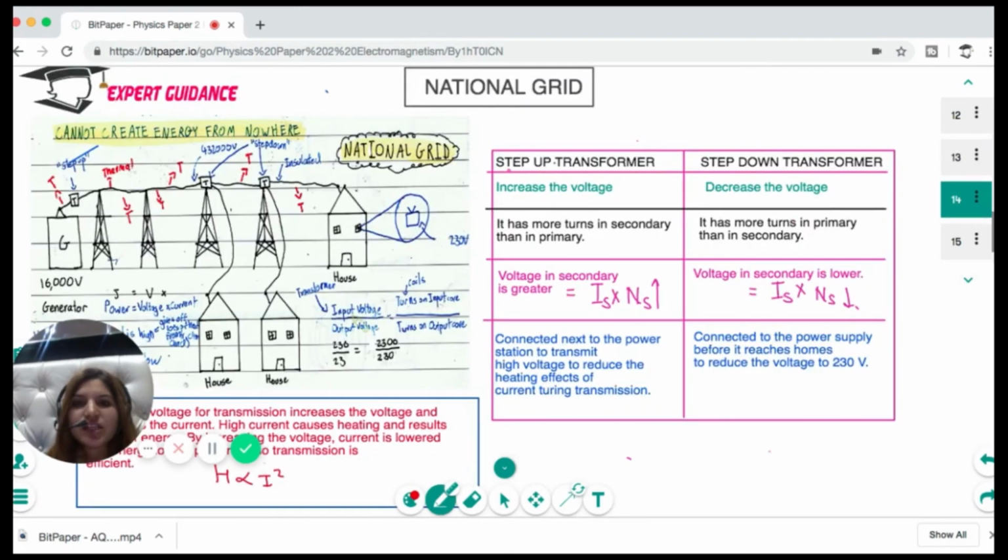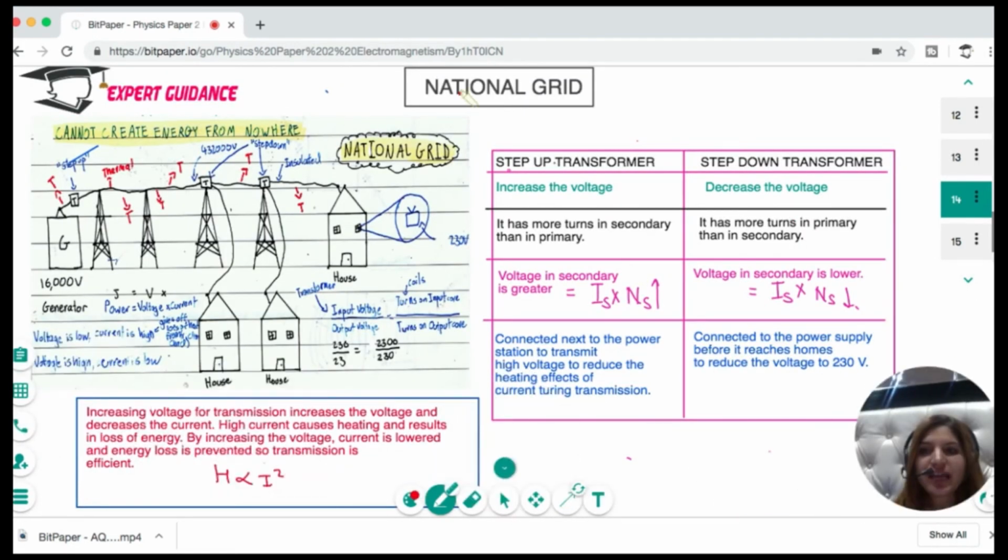Okay, so now what's a national grid? In a national grid, we have a power station. The power station is connected to a step-up transformer. Now you need to remember why we use a step-up transformer for transmission, because increasing the voltage for transmission decreases the current. Now current causes a heating effect, and it can cause loss of energy. So high current causes heating and results in loss of energy. So by increasing the voltage and lowering the current, you can prevent the energy loss. So the transmission is efficient.